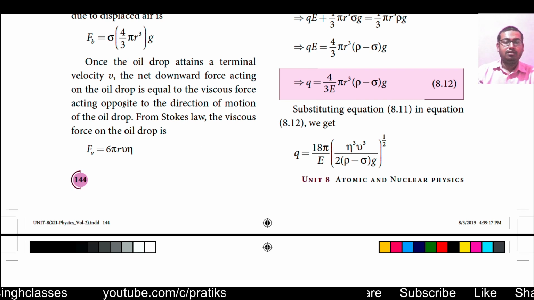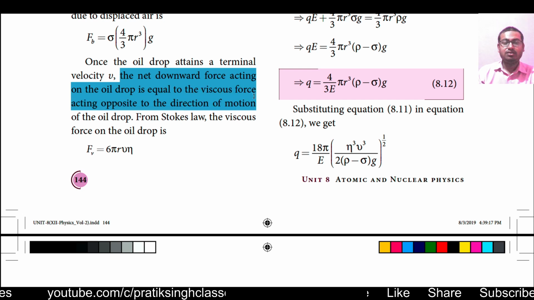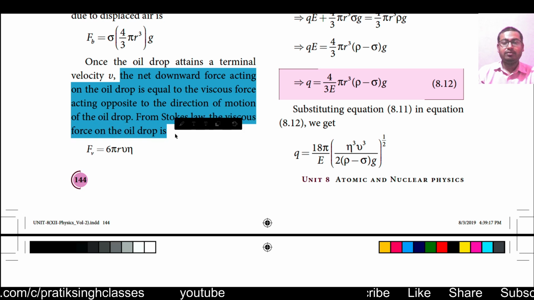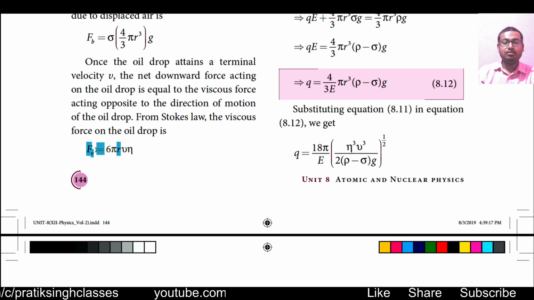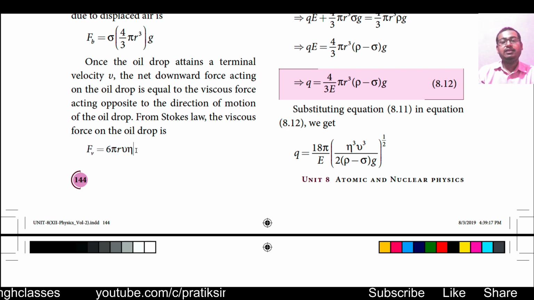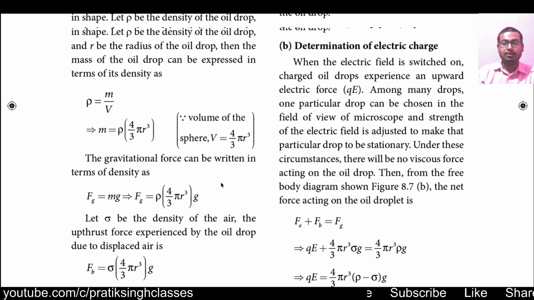Okay, the net downward force acting on the oil drop is equal to the viscous force acting opposite to the direction of motion of the oil drop. From Stokes' law, the viscous force on the oil drop is given by Fv is equal to 6 pi r v eta. Okay, this is given in the second volume of standard 11 physics.